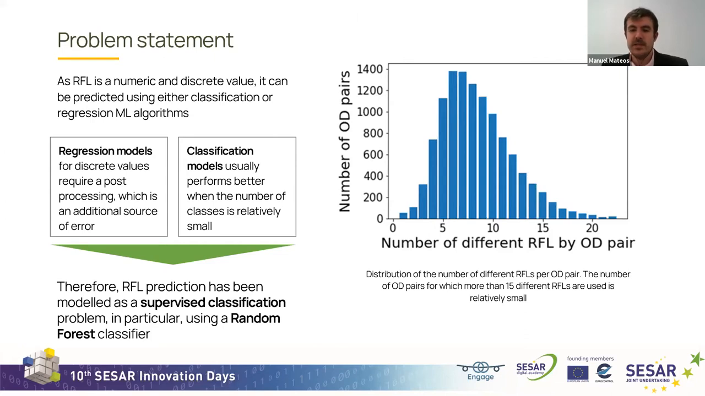In this case, we made an analysis. You can see it in the picture: the number of different requested flight levels across the whole network. You can see the number of ODPairs compared to the number of requested flight levels filed in those particular pairs. So as we see, it's not very high. The number of ODPairs where more than 15 different requested flight levels are filed is really low. Therefore, we decided to go with supervised classification. In particular, we tried some different algorithms, and the random forest was the one that behaved the best. So we went with a random forest classifier.